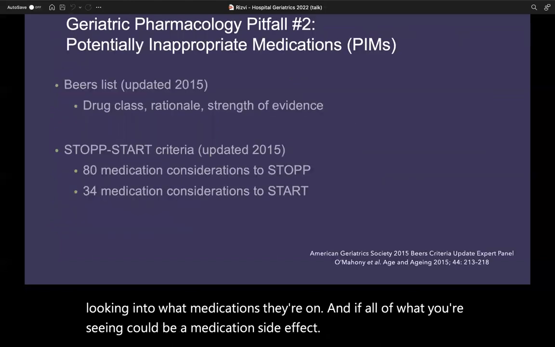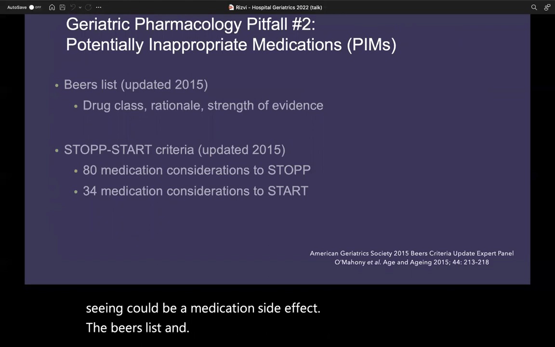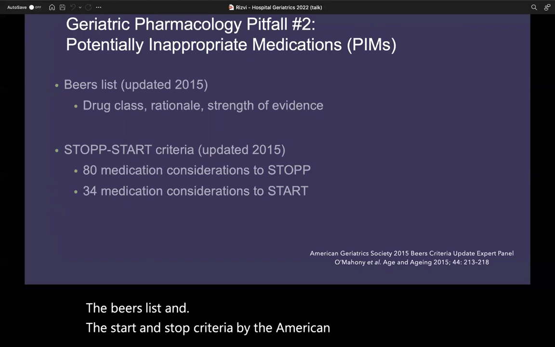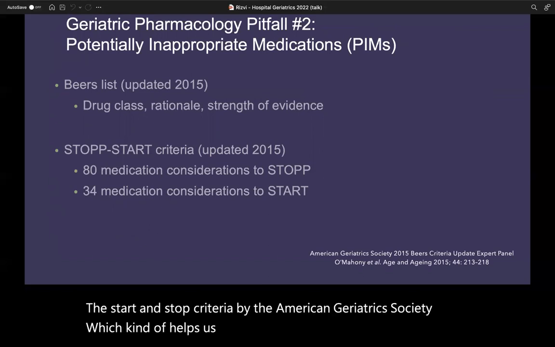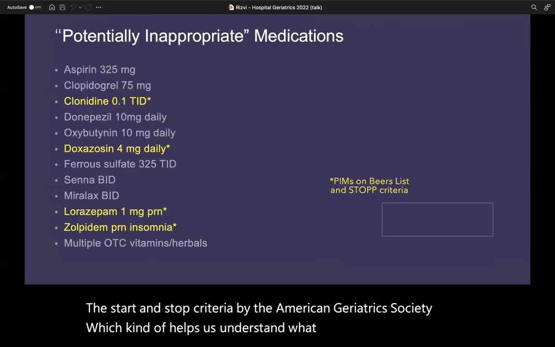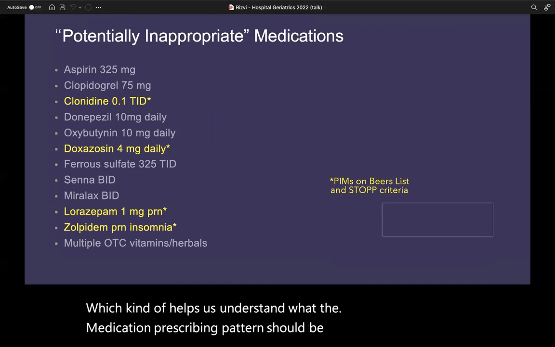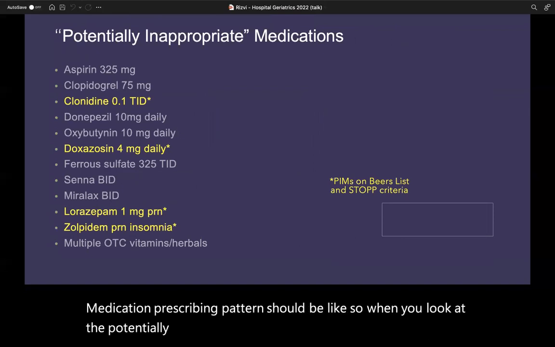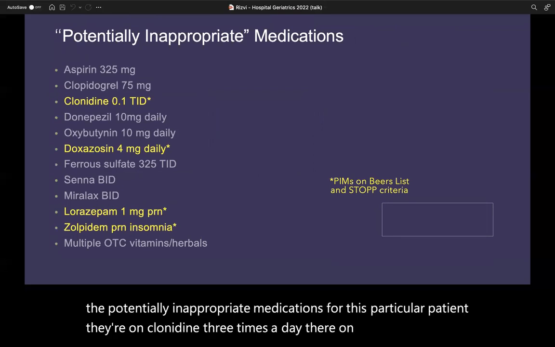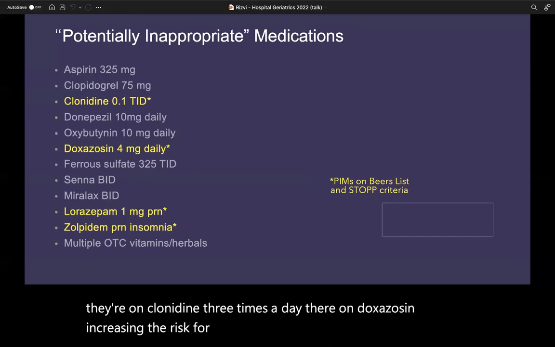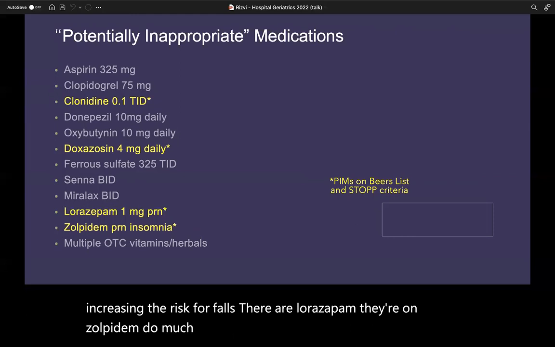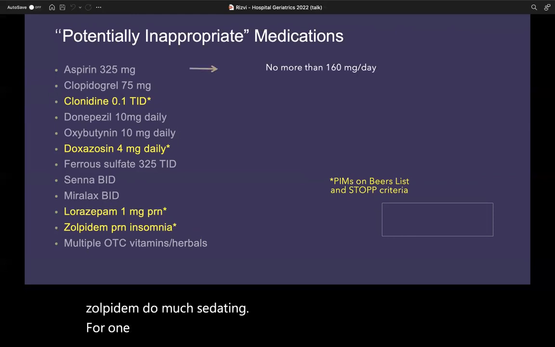The Beers list and the START and STOPP criteria by the American Geriatrics Society help us understand what the medication prescribing pattern should be like. So when you look at the potentially inappropriate medications for this particular patient, they're on clonidine 3 times a day, they're on doxazosin, increasing the risk for falls, they're on lorazepam, they're on zolpidem, too many sedating agents for one patient. So you want to clean up their medications.